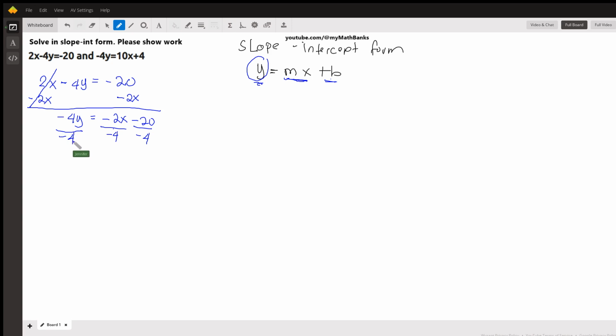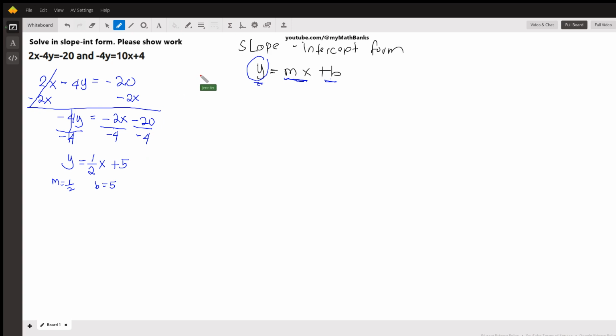Okay, now let's simplify. So this one will be canceled out. So you have that. Now negative 2 divided by negative 4, you can simplify that to 1/2, right? So that's basically 1/2 x. And then negative 20 divided by negative 4, that's a positive 5. There you go. So this is your slope-intercept form. In this case, your m is 1/2, this part right here, and your b is 5. So that is the first example.